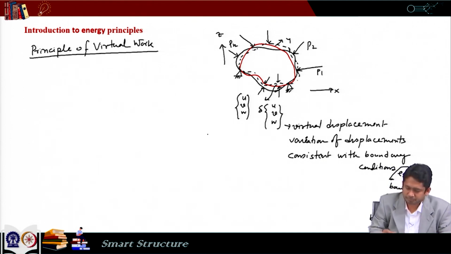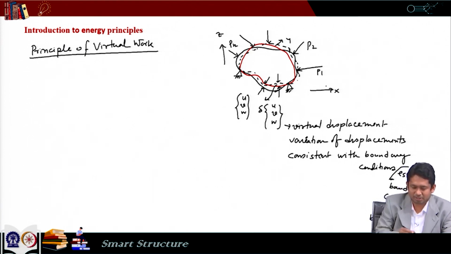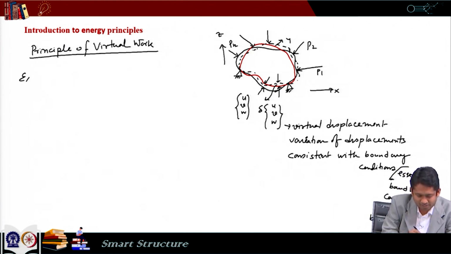Now, during this virtual displacement from u, v, w to delta of u, v, w, the external forces can be considered to do some work. The work done is: if I take the x component of P1 and multiply by the x component of the virtual displacement, which is u. Similarly, I take the y component of P1 and multiply that by v, and the z component of P1 and multiply that by w, and if I sum them up, that gives me the total work done by P1. Accordingly I can sum it up for all the forces, and that is called external virtual work.